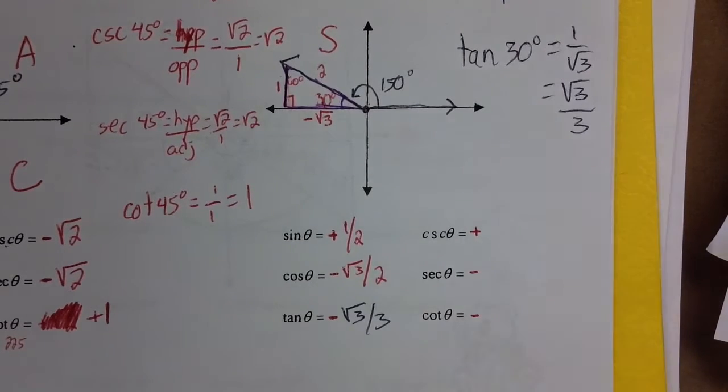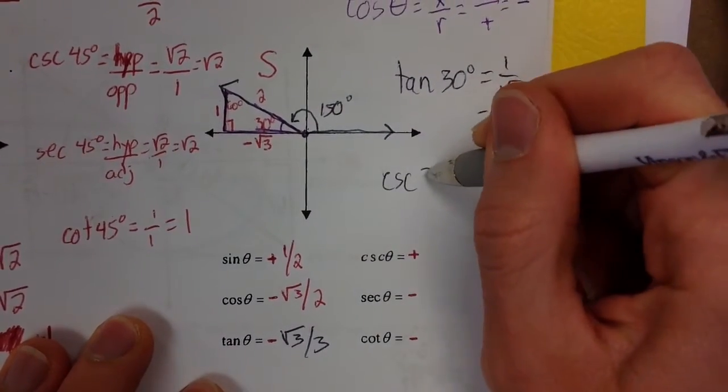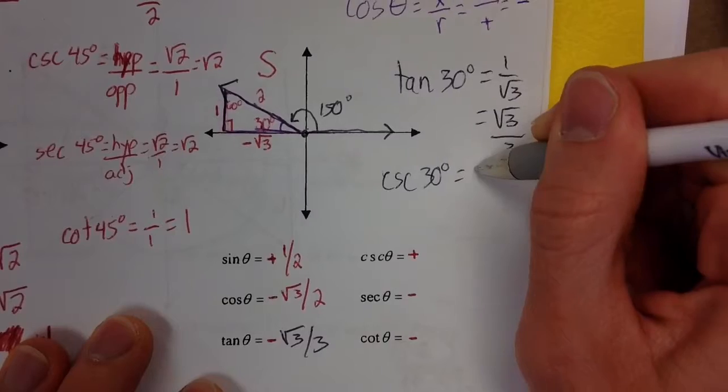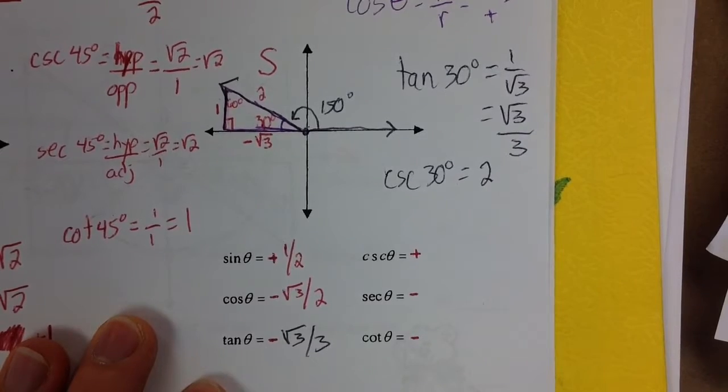Okay. Shawn, please tell me, what is the cosecant of 30 degrees? The cosecant of 30 degrees is 2. Now tell me, in the second quadrant, is cosecant positive or negative? Positive. Therefore, the cosecant of 150 degrees is? Very good.